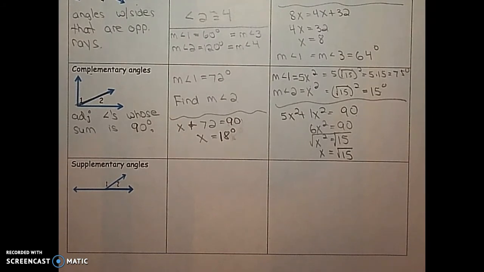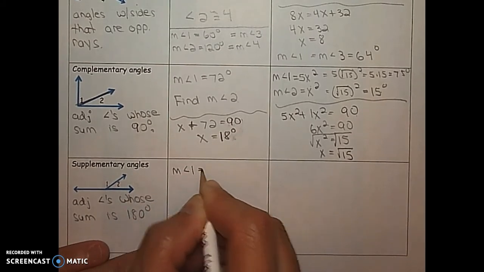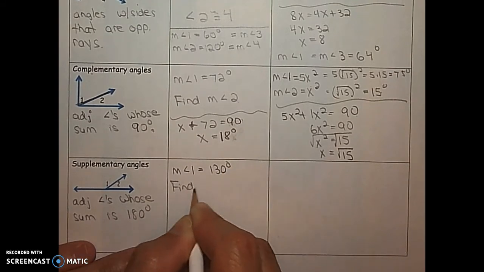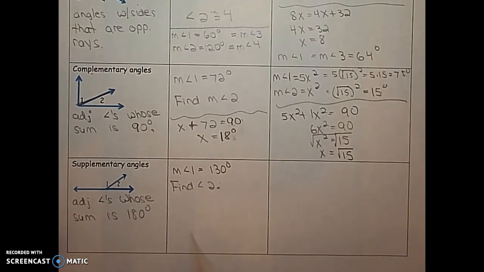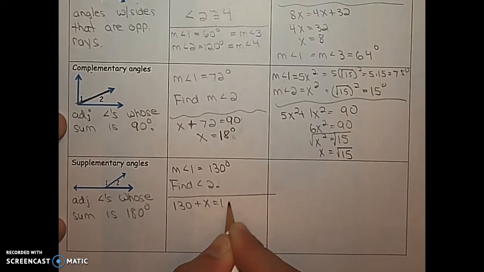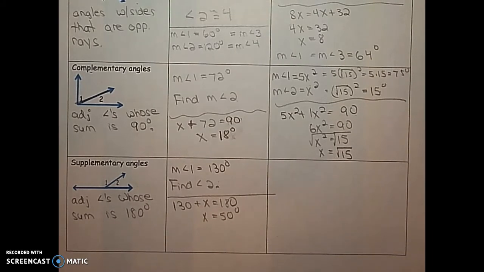All right, let's look at the last one. Supplementary angles. These again are adjacent angles whose sum is 180 degrees. So again, let's look at a numerical example. If we have the measure of angle 1 is equal to 130 degrees, and it says find the measure of angle 2, we could do 130 plus x equals 180. We're going to solve, and eventually we get x to be 50 degrees.